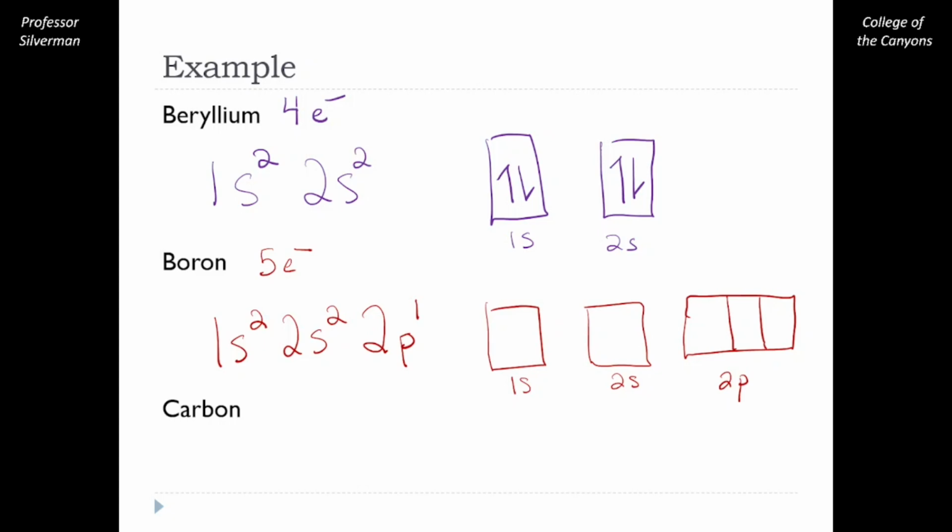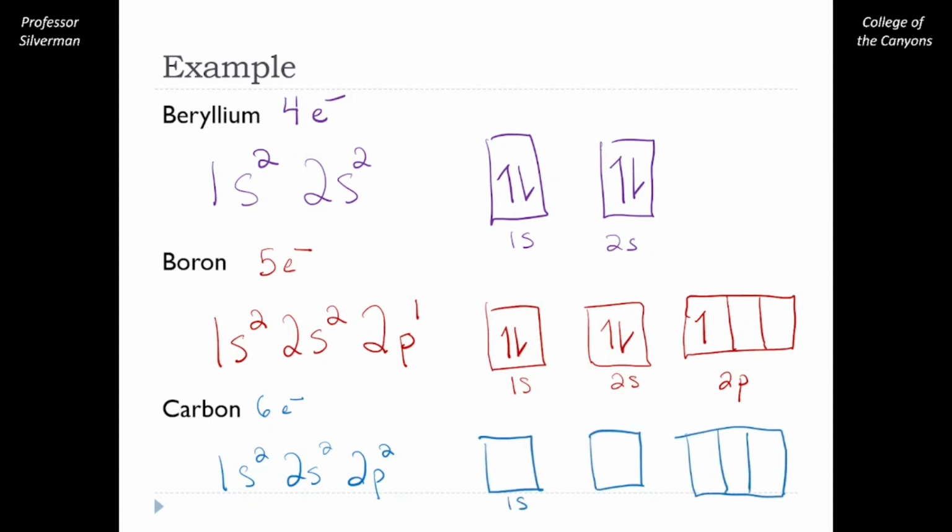Our 5th electron gets to go into at least one of those p orbitals. And so we have a picture like this, 1s2, 2s2, 2p1. Carbon with 6 electrons is going to exist as 1s2, 2s2, 2p2. The s orbitals are always a set of 1. The p orbitals are always a set of 3.